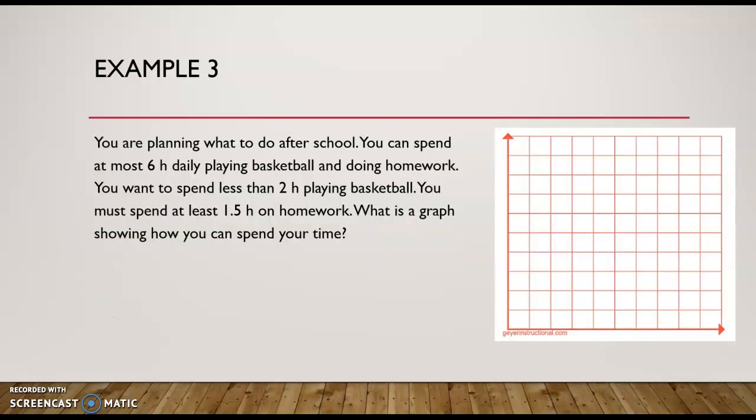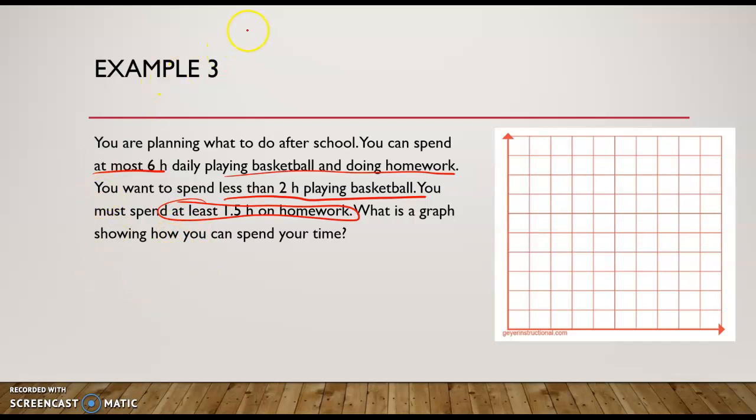All right, last equation. We're going to try to fit it in. You are planning what to do after school. You can spend at most 6 hours playing basketball and doing homework. You want to spend less than 2 hours playing basketball and at least 1.5 hours doing homework. What is a graph showing how you can spend your time after school?